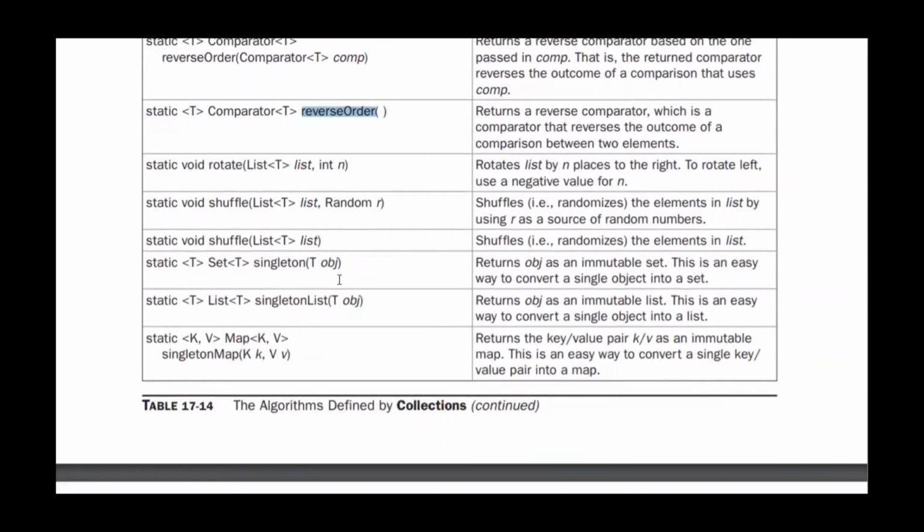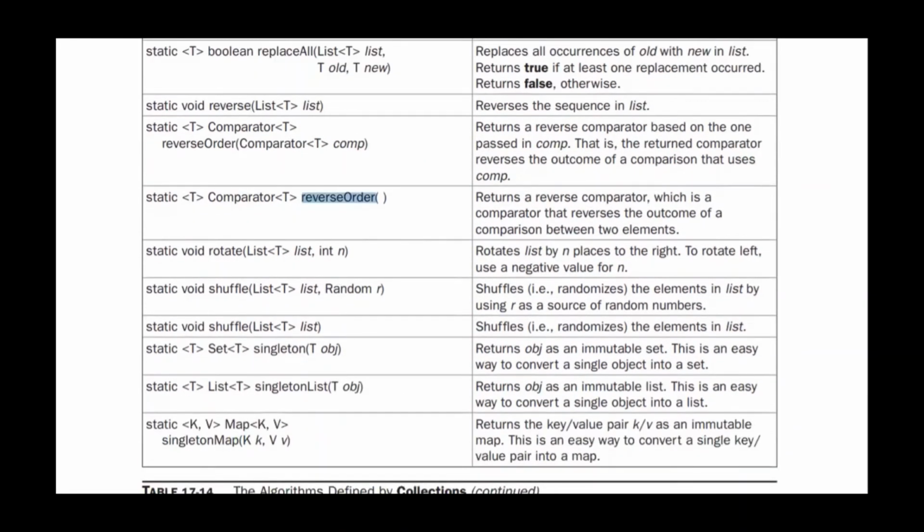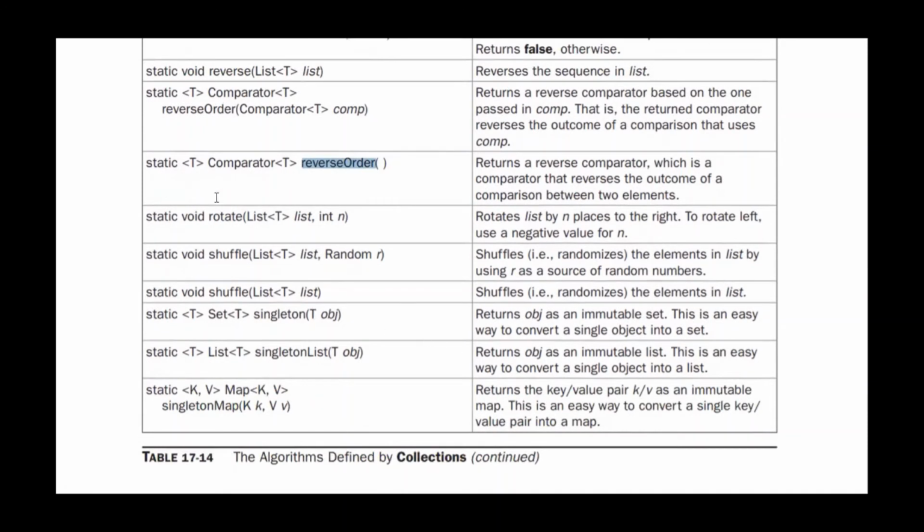Then we have other methods like the rotate method. It rotates the list by n places to the right. To rotate left, we have to pass a negative number. So the rotation number we have to pass over here.